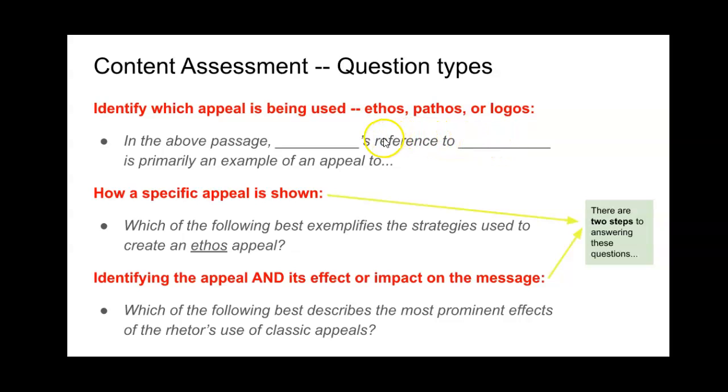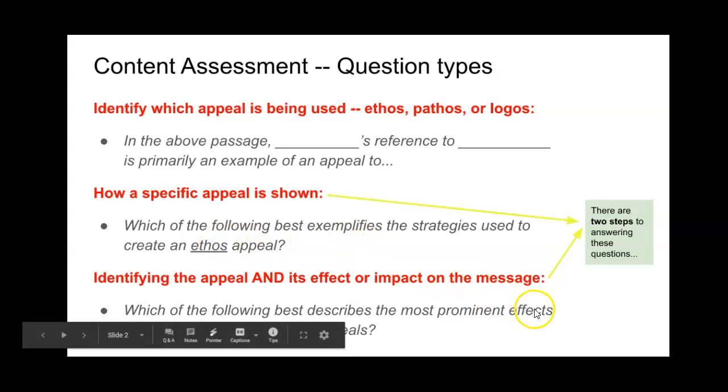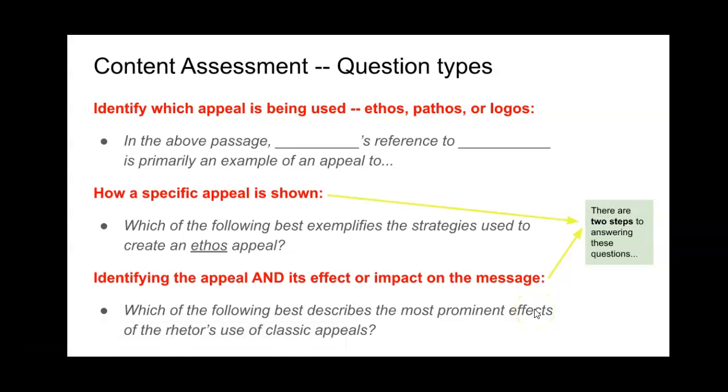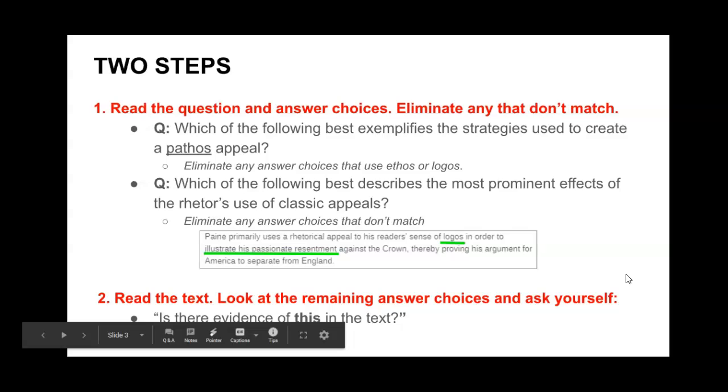So again, if we said Mrs. Fountain's reference to the number of students, that number of students is like a statistic, so it would obviously be logos. With these two, there are two steps that you need to think about. If they tell you it's ethos, what do you do next? Or if they're asking you which is the effect of the appeal that they're using, then you're having to do both pieces at once. Identify the appeal and how that was used or how that was created.